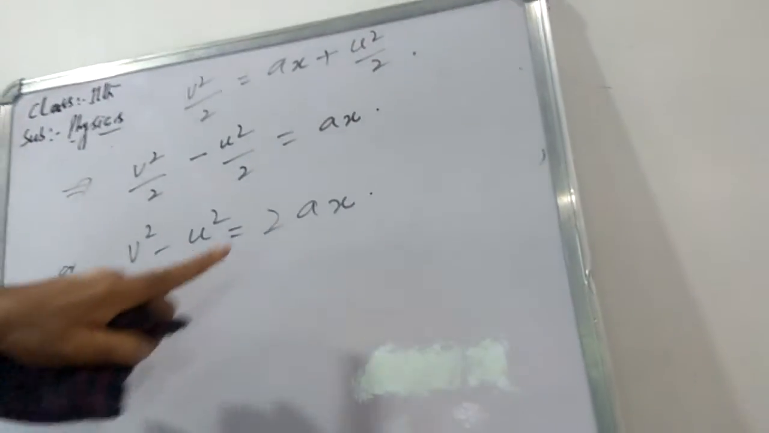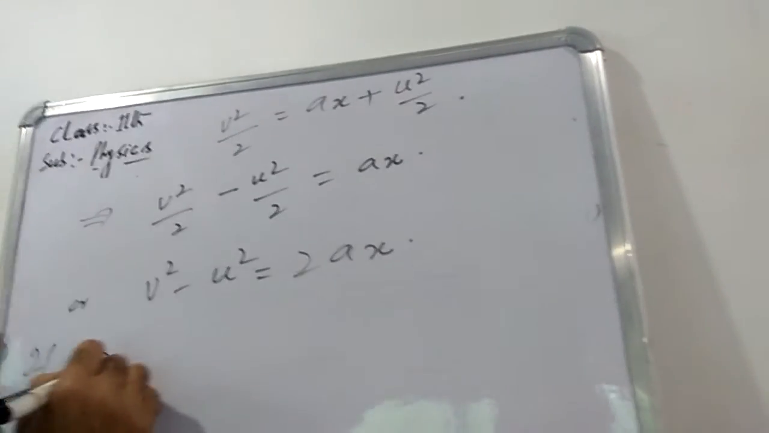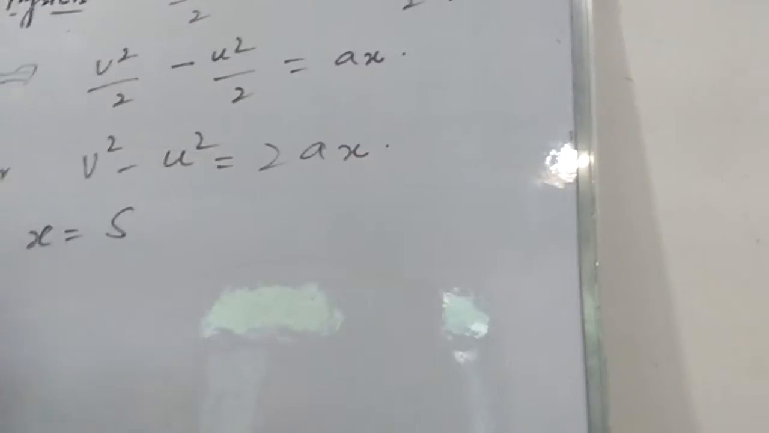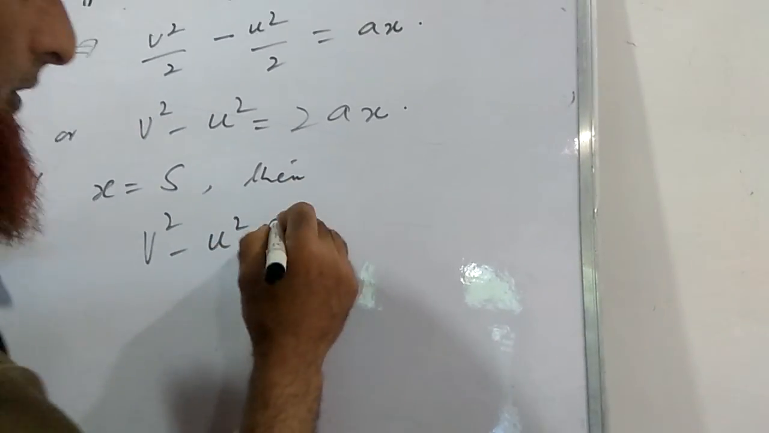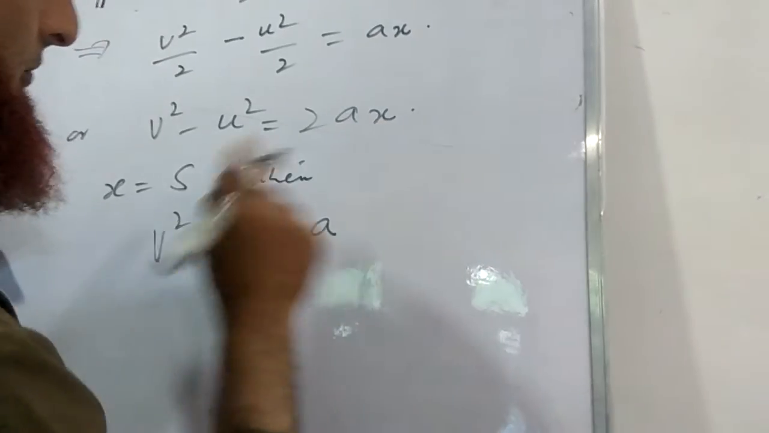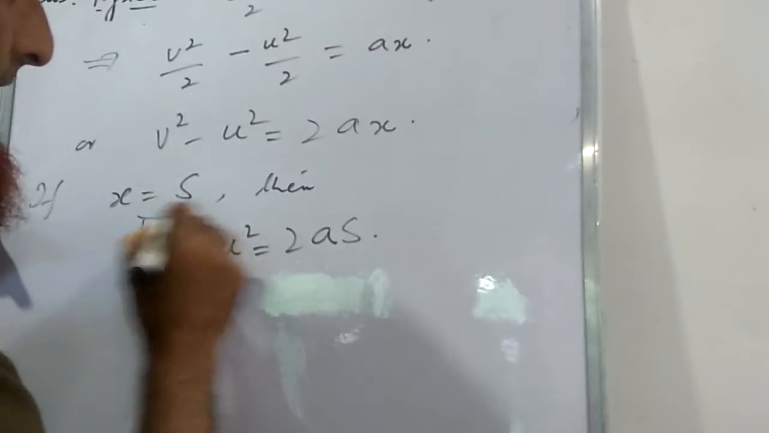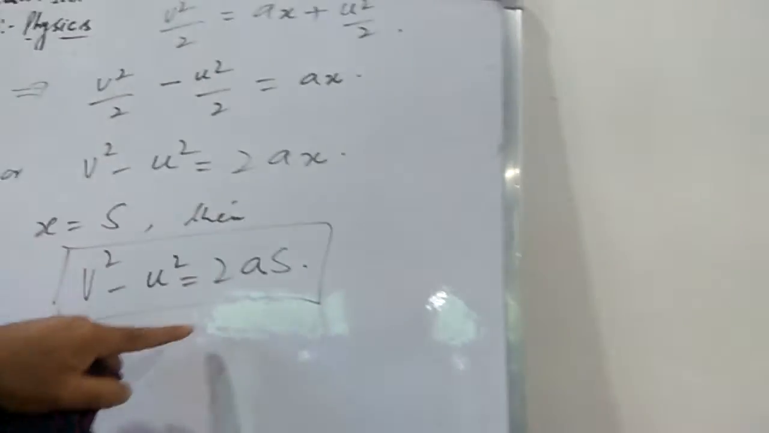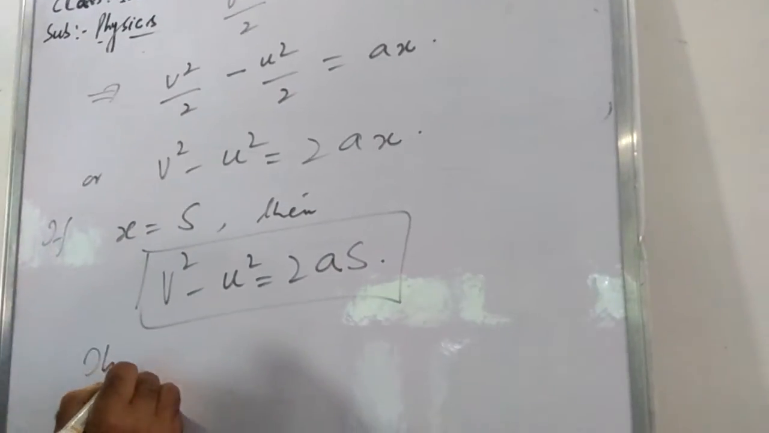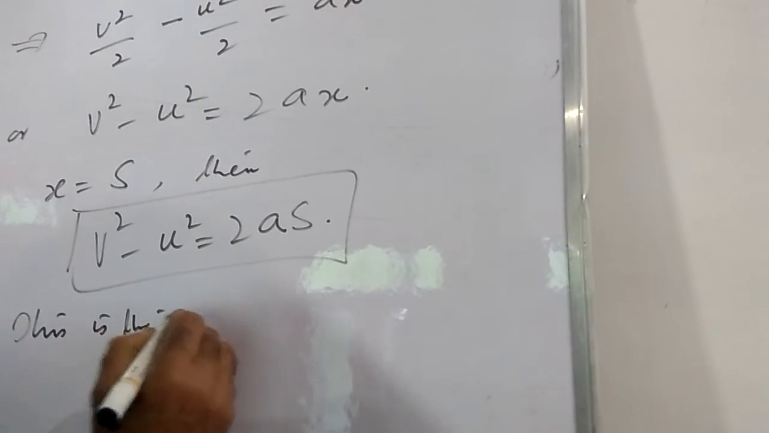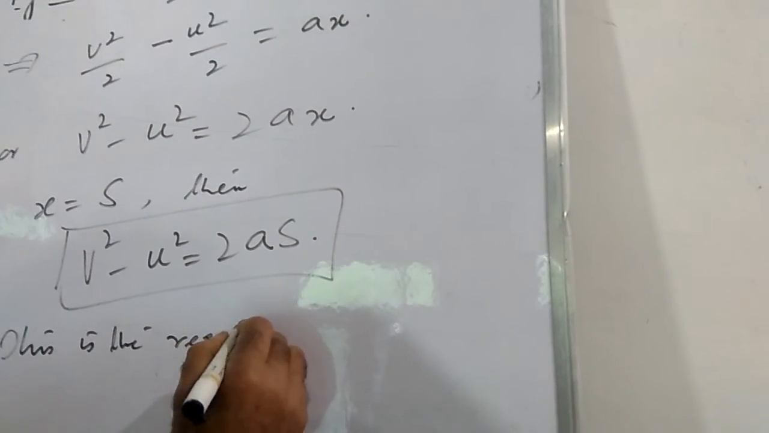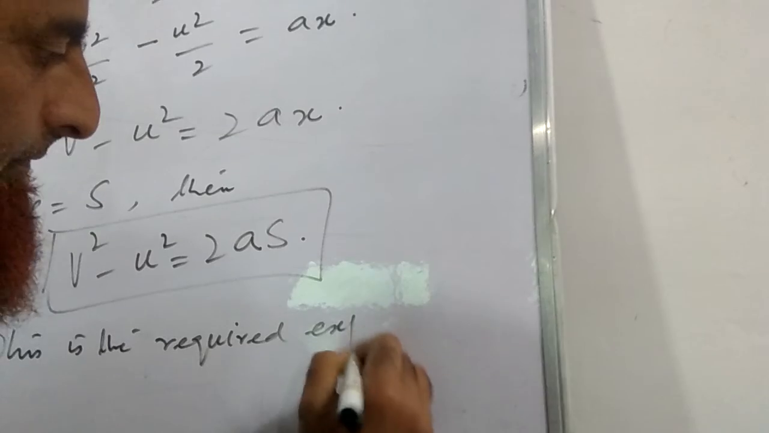Now dear students, if x is equal to s, then v square minus u square is equal to 2a, for x we will substitute the s. Now look here, this is the third equation, v square minus u square is equal to 2as. Now we have obtained this equation by using the calculus method. This is the required expression.